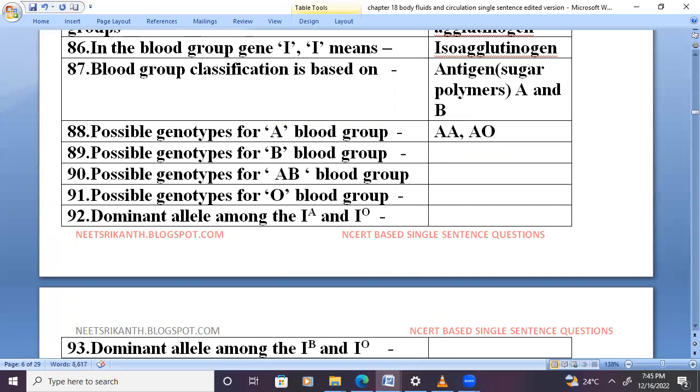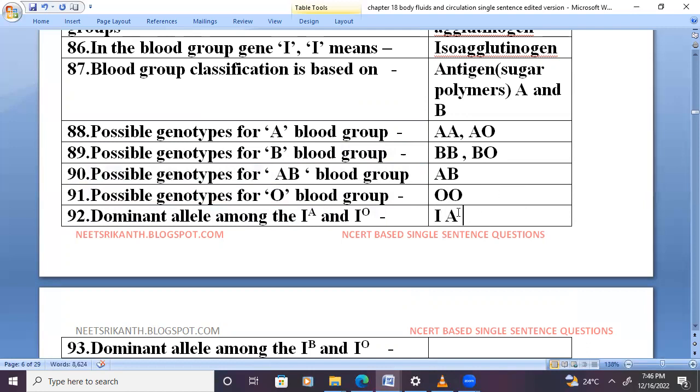Possible genotypes for B blood group are IBIB or IBIO. The possible genotype for the AB blood group is IAIB. Possible genotype for the O blood group is IOIO, homozygous O. Which is the dominant allele among IA and IO?